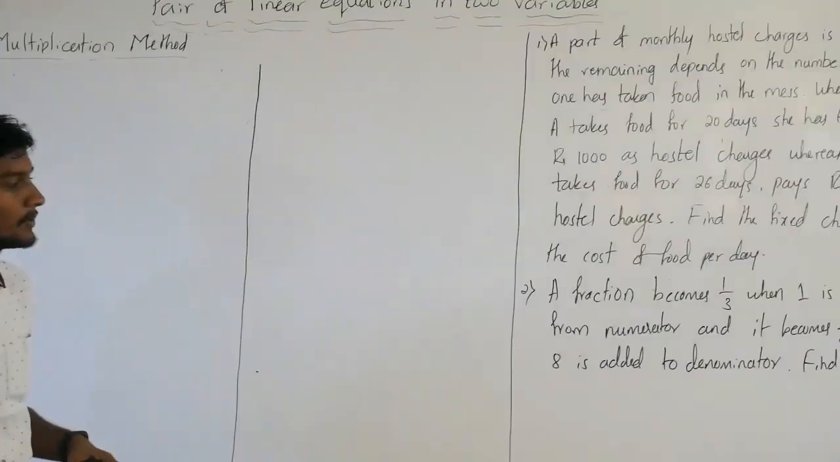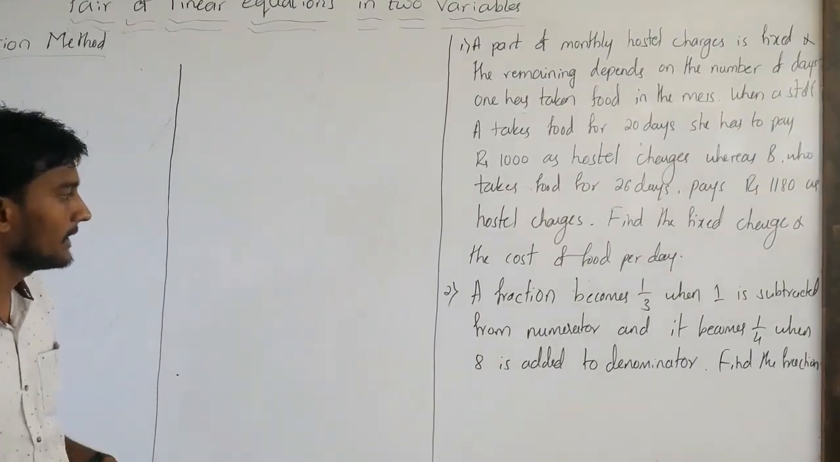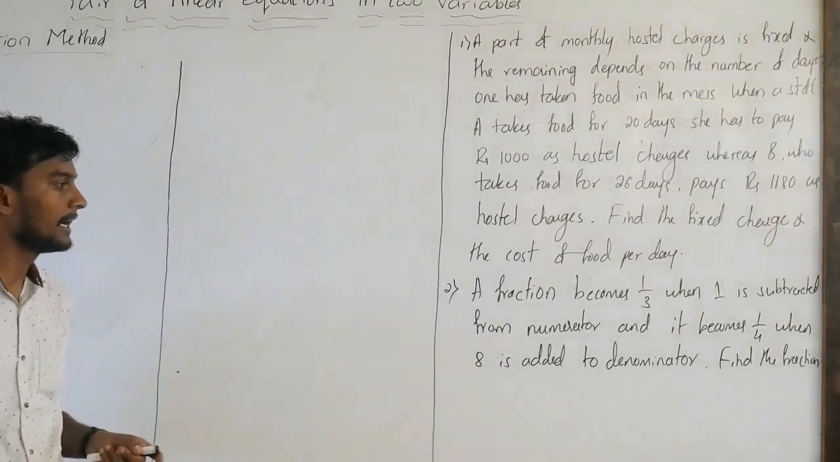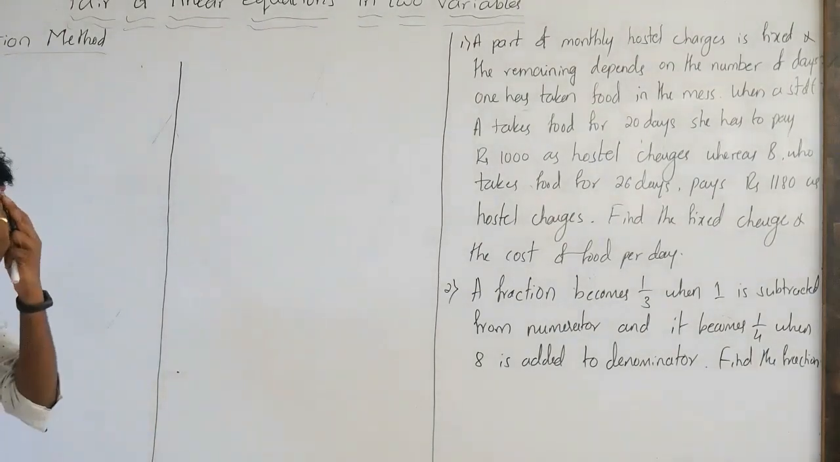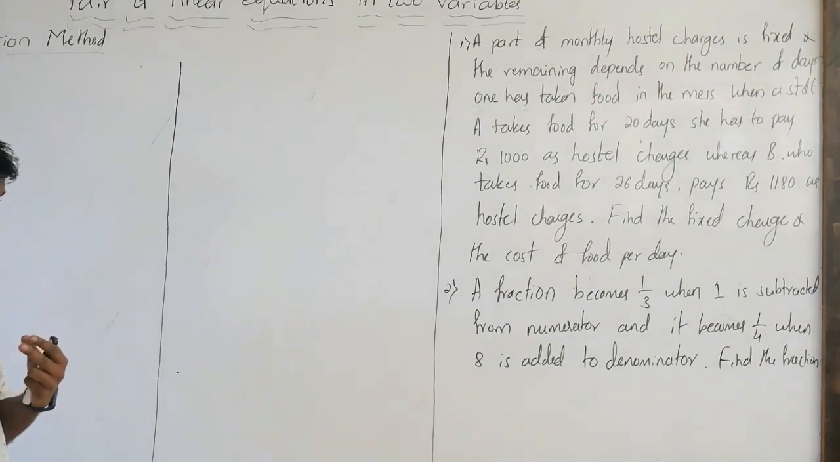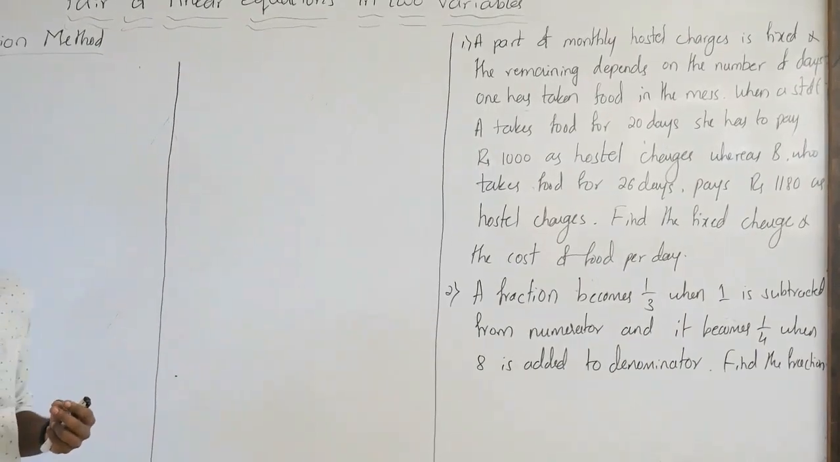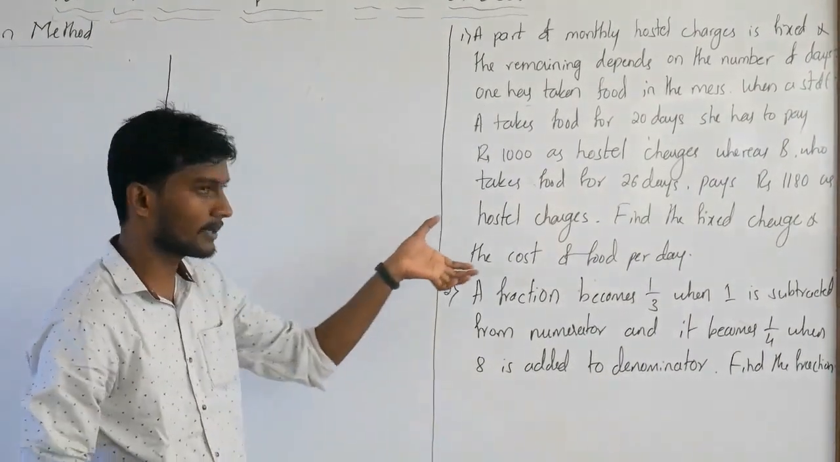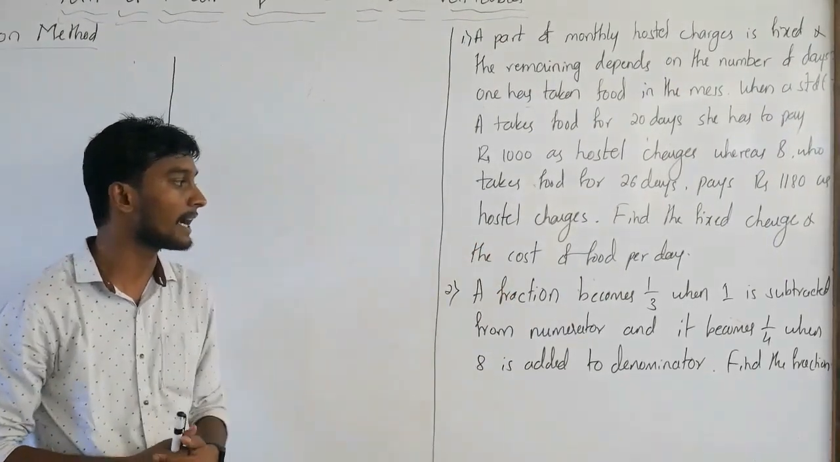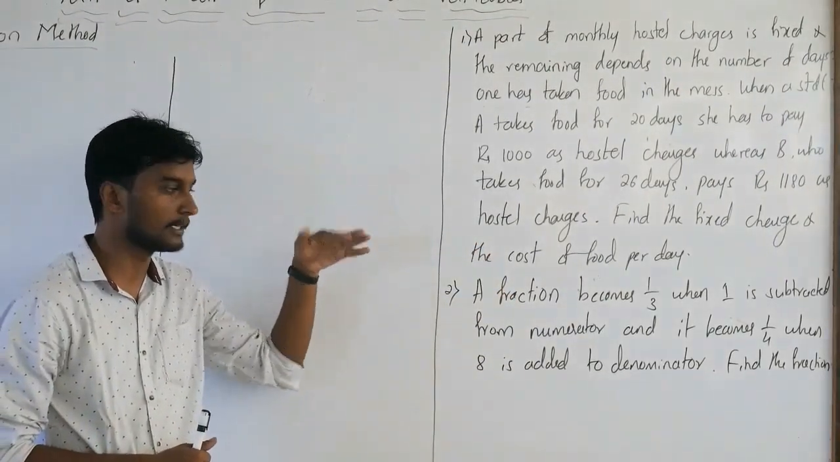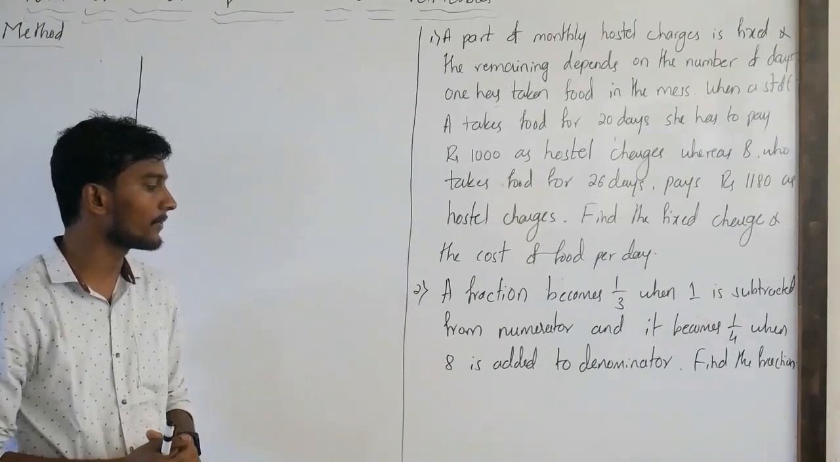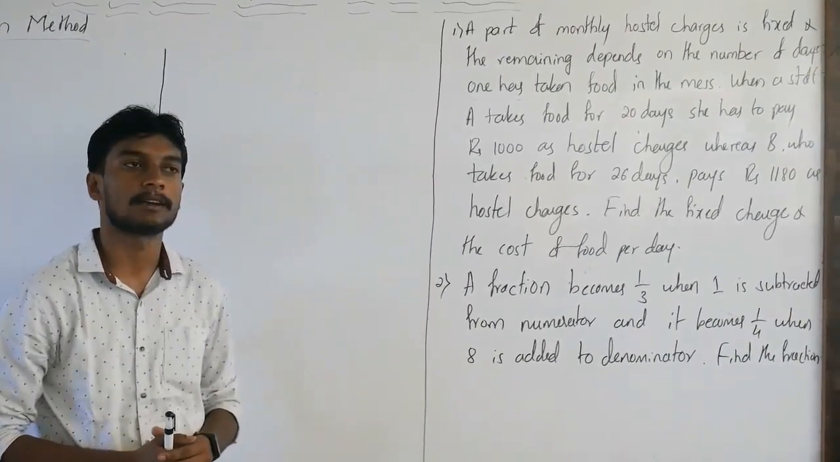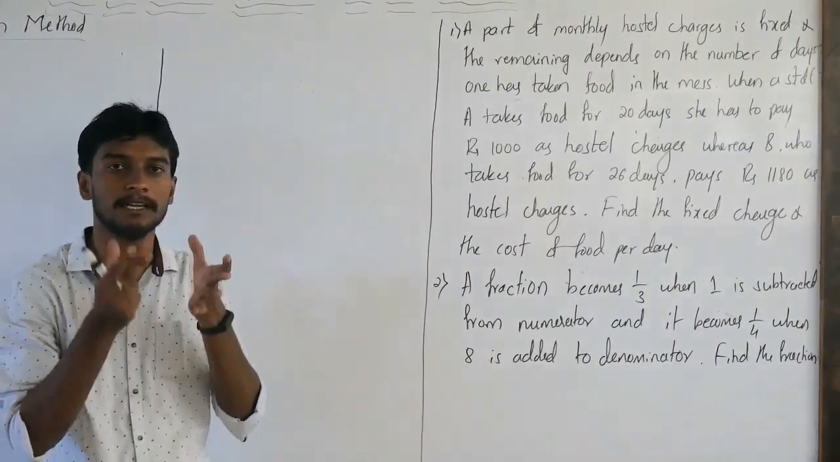A fraction becomes 1 by 3 when 1 is subtracted from the numerator and it becomes 1 by 4 when 8 is added to the denominator. Find the fraction. Here you have to find the fraction. Here they have given that a fraction becomes 1 by 3 when 1 is subtracted from the numerator and it becomes 1 by 4 when 8 is added to the denominator. Find the fraction.